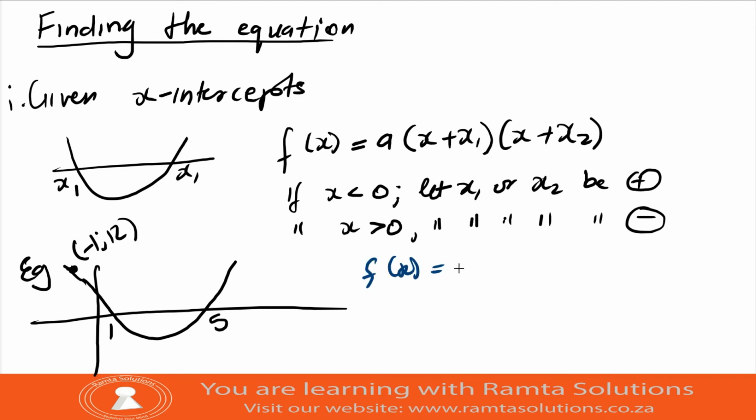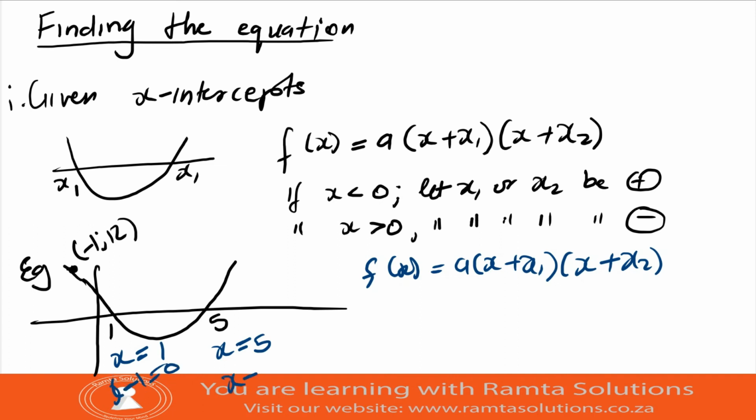F of x equals a into x plus x1, x plus x2. You remember, right? So now, when you look at it, here we have x equals 1, and here we have x equals 5. Agree with me that I can write this as x minus 1 equals 0, while this is x minus 5 equals 0, right? So I will say f of x equals a into x minus 1 and then x minus 5.